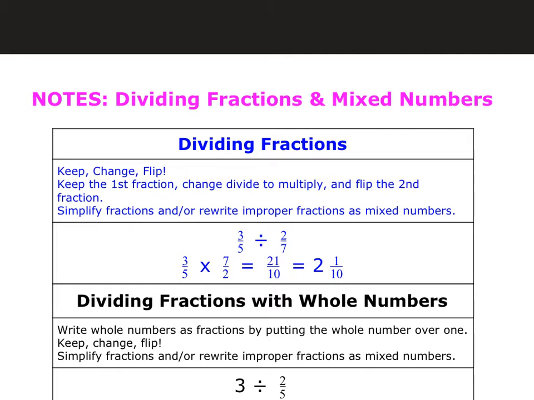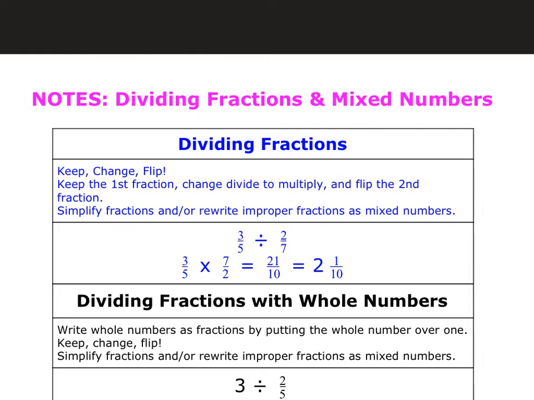Dividing fractions and mixed numbers. Okay, so when you're dividing fractions, the rule you need to remember is keep, change, flip. What that means is you keep the first fraction exactly how it is, you change the divide to multiply, and flip the second fraction. Then of course you need to simplify fractions and/or rewrite improper fractions as mixed numbers for your final answer.